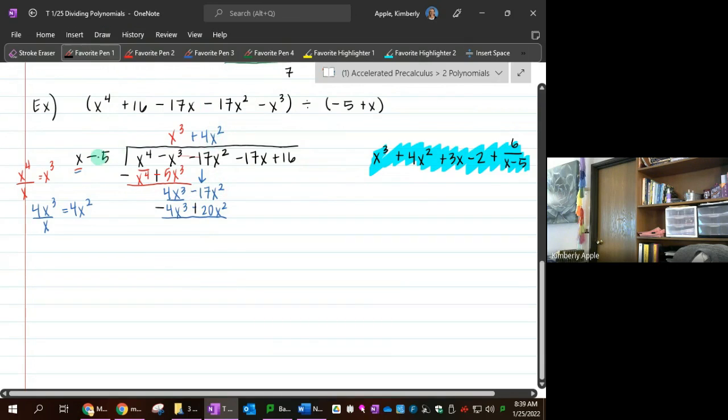4x squared times negative 5. Oh, right. See, this will be 3x squared.